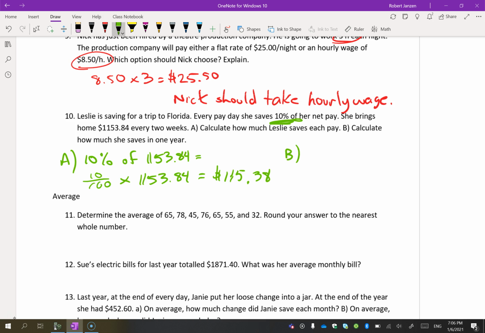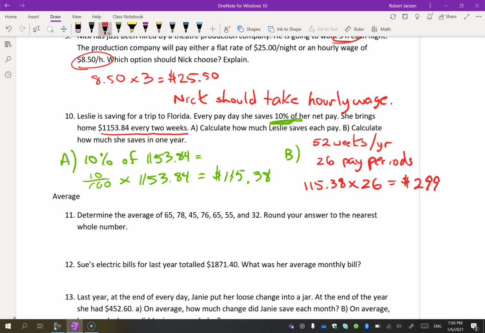Okay, now part B, that's A. Part B says, how much does she save in a year? Well, this is how much you make in 2 weeks. So how many weeks are there in a year? There are 52 weeks in a year. So if we divide that by 2, you end up with 26 pay periods. So we're going to take 115.38, multiply it by 26, and you end up saving $2,999.98. Okay?